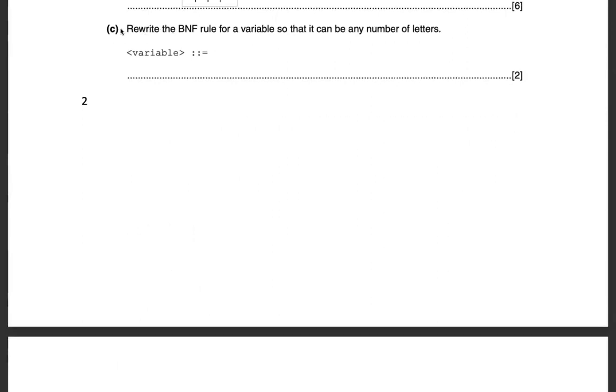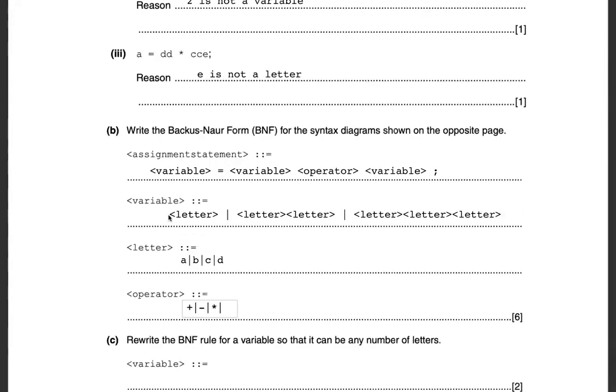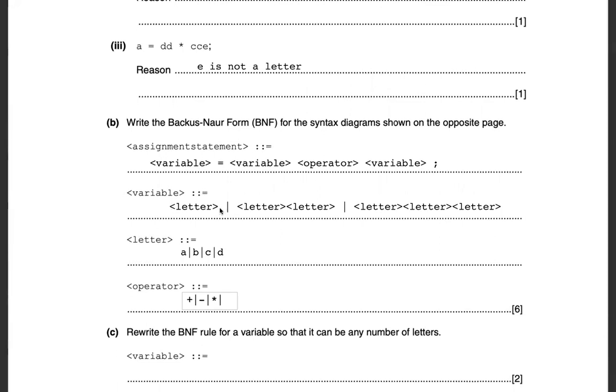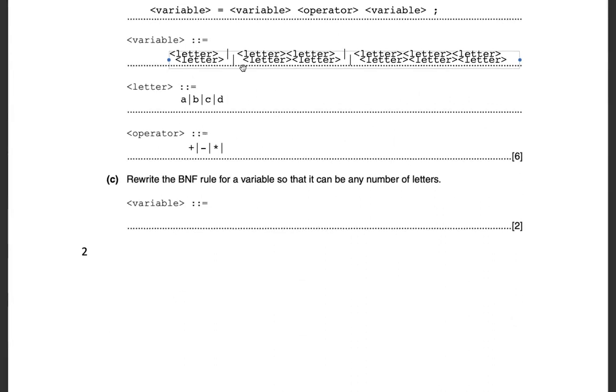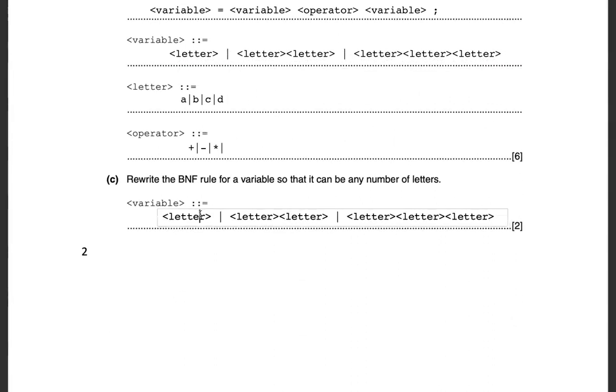Now this part C says, rewrite the BNF rule for a variable so that it can be any number of letters. So now this is basically modifying this Backus-Naur form to allow for any number of letters. Currently, my variable definition allows for only up to 3 letters. But if I want any number of letters, that means that now I will need the loop structure. The way that we have used in the previous lectures, we'll be applying that over here as well.